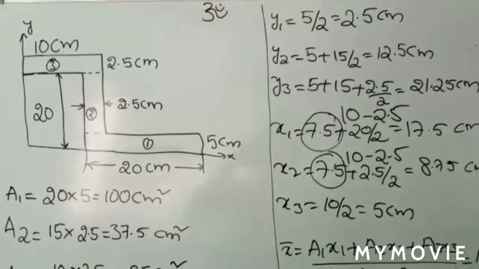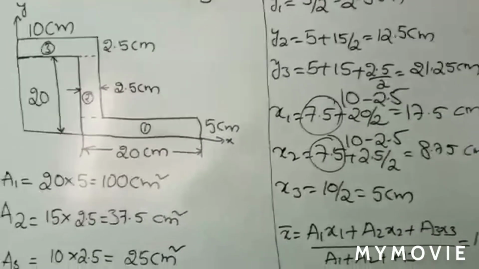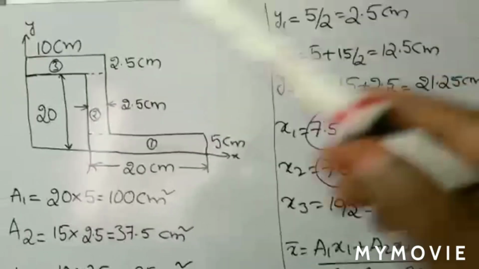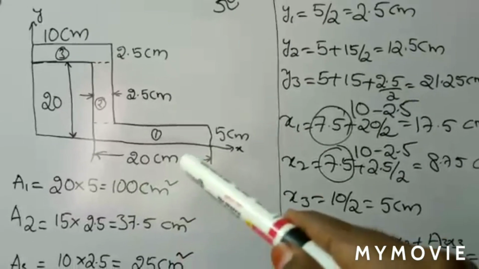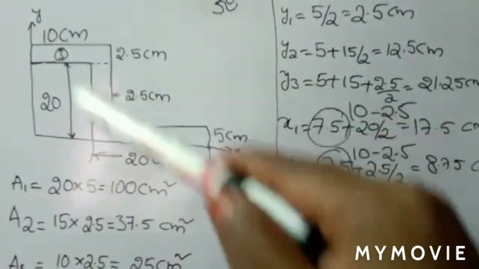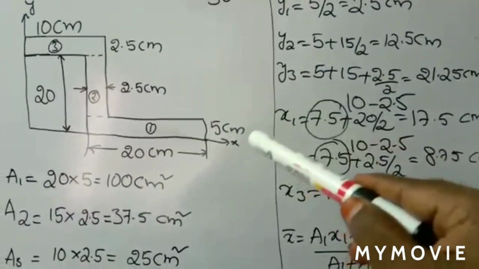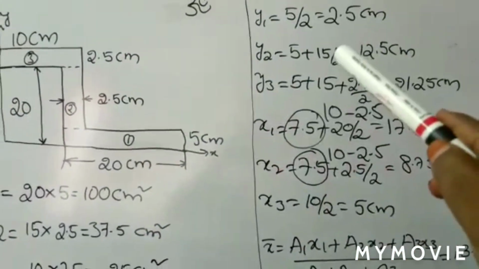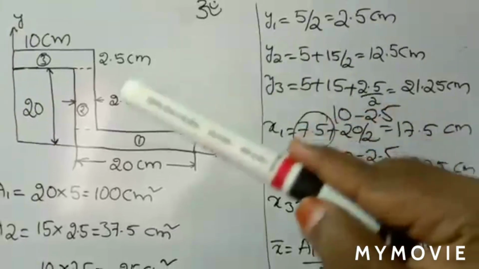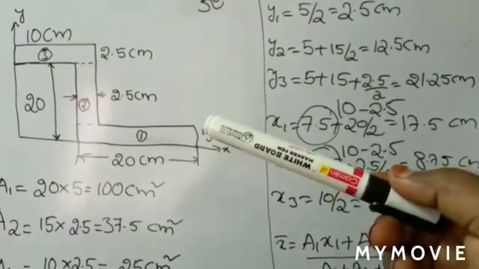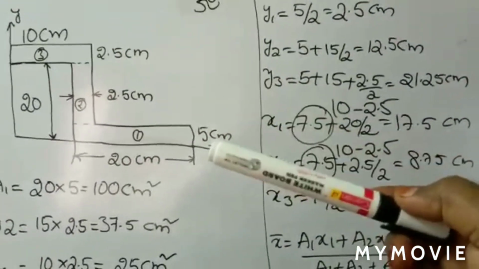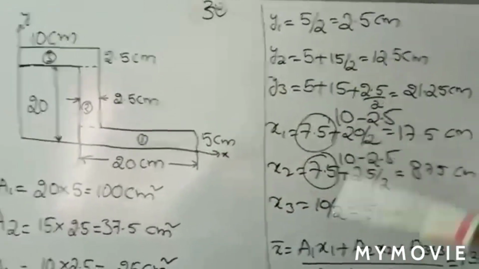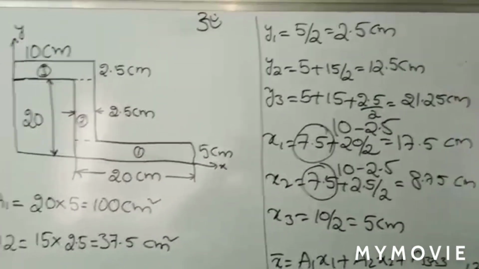Next, y2. The y2 value means from block 1, how much distance is y2? That you are supposed to calculate. So first calculate block 2. Block 2 means in the y direction you are having 15 centimeters. You please neglect this 5 centimeters, it is block 1. Block 2 is 15 centimeters, so its centroid is 15 by 2. Next, how much distance is it from block 1 or the bottom axis? It is 5 centimeters. So 5 plus 15 by 2, you will get 12.5 centimeters.